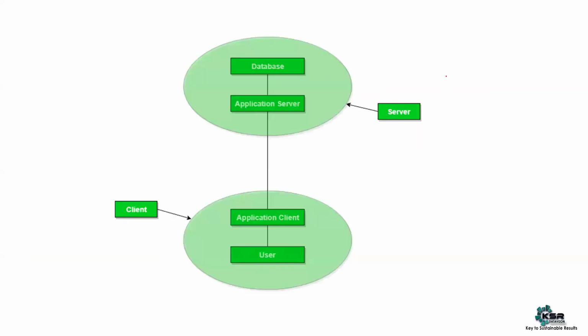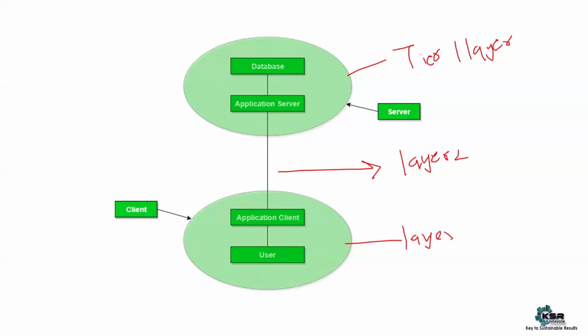This is your 3 tier architecture. Now, what do you mean by 3 tier architecture? This is tier 1, tier 1 layer. This is layer 2 and this is layer 3. Now let's take the same example of your UPI, your banking system.